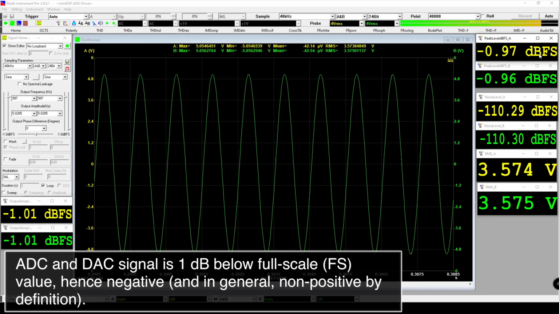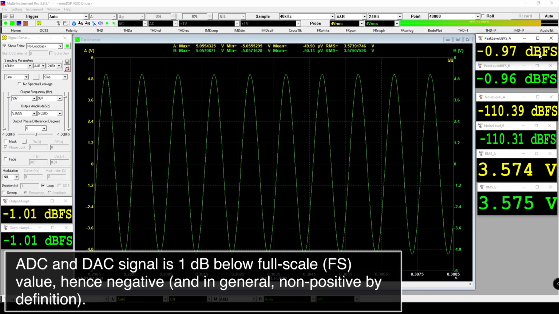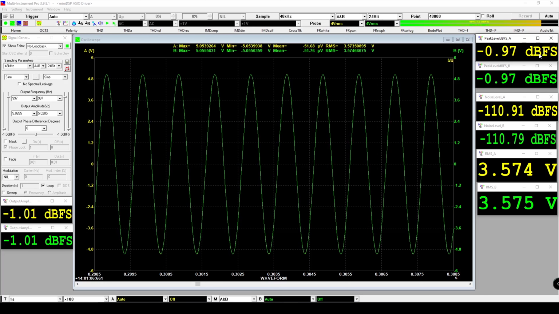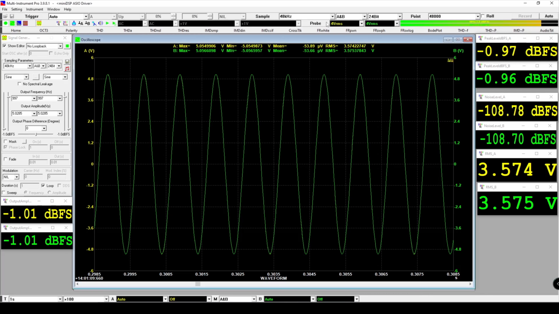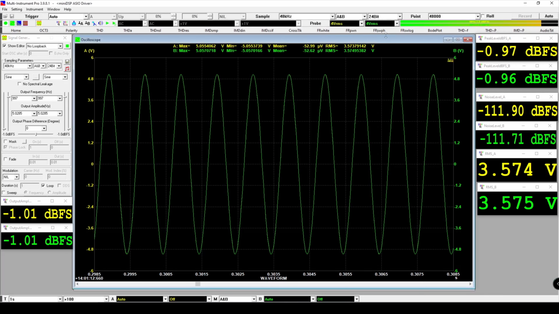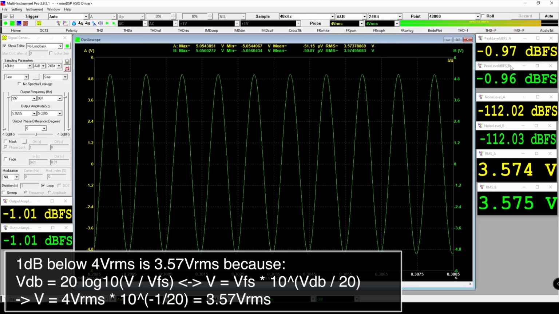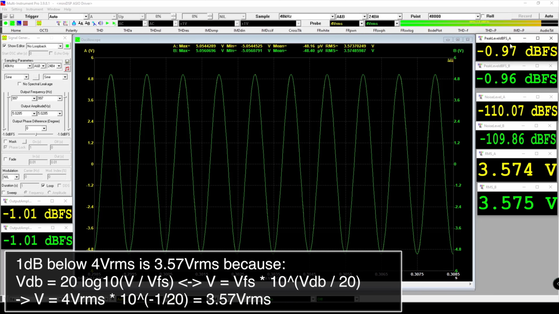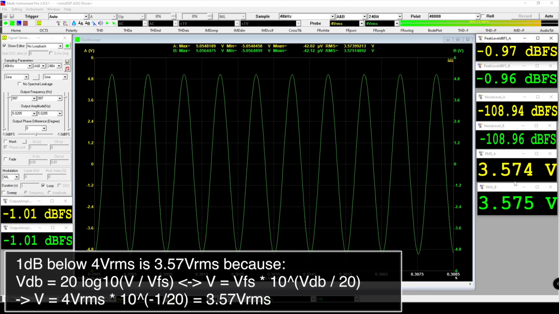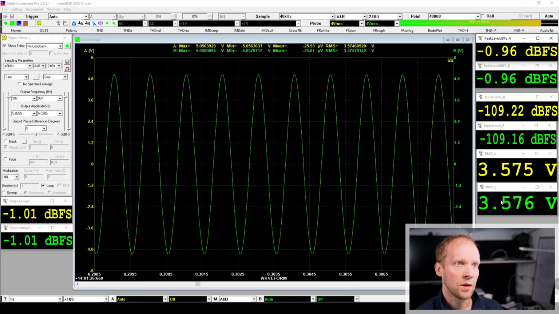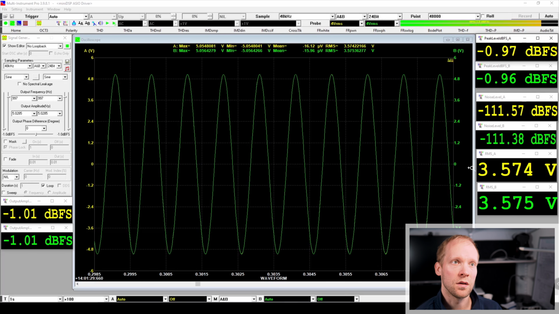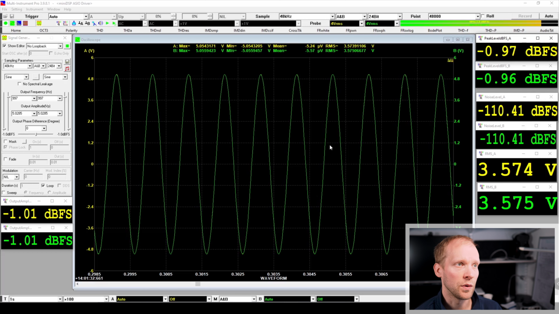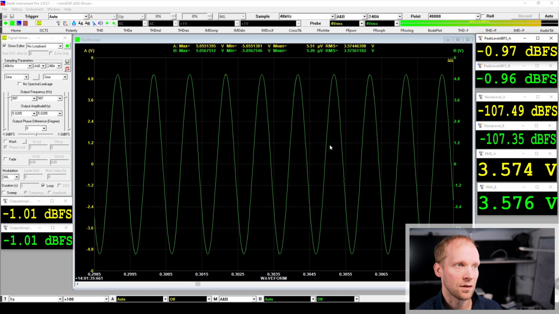And they're the same now because they're both operating at the same level of 4 volts RMS. I have told the software that the reference is 4 volts RMS, so it knows that when the ADC is getting signal which is 1 dB below its full scale level, it corresponds to 3.6 volts. So this dBFS is one quite important dB unit which is related to converters like ADCs and DACs, because that's the only world the converters live in. They only know what's the signal level compared to their own internal reference level.